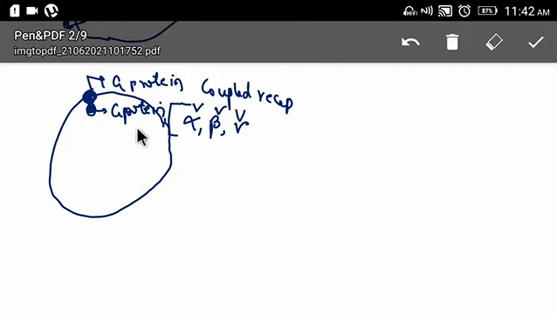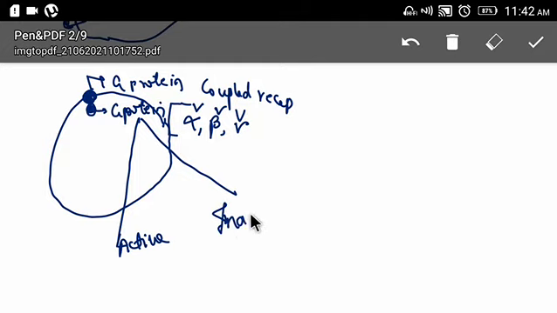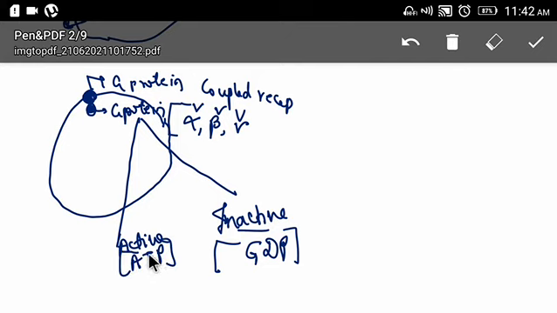See, this G protein has 2 states: active state and inactive state. When it is in the inactive state, it is attached with GDP. When it is active, it is attached with ATP. So when it is active, it is attached with ATP, and when it is inactive, it is coupled with GDP. Clear?